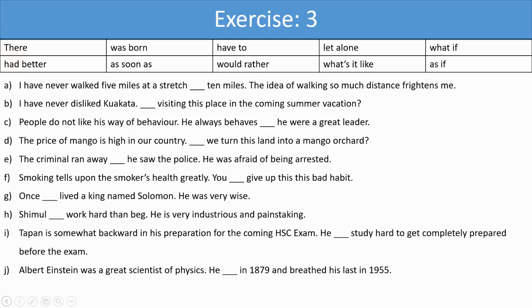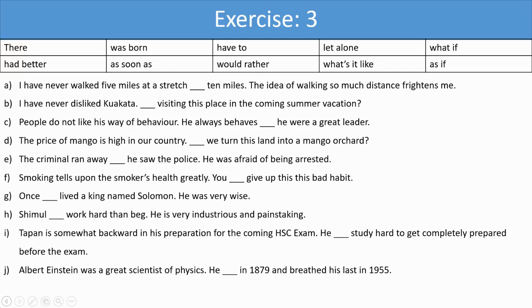Number E. The criminal ran away as soon as he saw the police. He was afraid of being arrested. Number F, smoking tells upon the smoker's health greatly. You have to give up this bad habit. Number G, once there lived a king named Solomon. He was very wise. Number H, Shimul would rather work hard than beg. He is very industrious and painstaking.